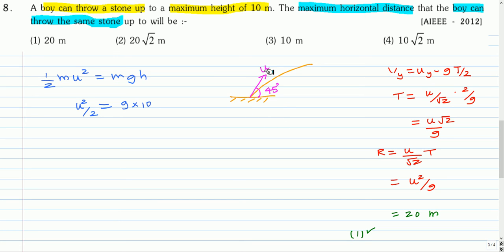The boy will be able to throw at the same speed u. So now the range, to calculate the range we have to first find the time of flight. To get that we have to calculate the time taken to reach from here to the maximum height point. So from using this v equal to u minus gt, where t is half the time of flight, we get capital T as u by g into root 2, and the range is horizontal component of the velocity, that is u by root 2 into capital T, the time of flight, which is equal to u square by g. We can get u square by g from here as 20, so range is 20 meters. So the correct option is option 1.